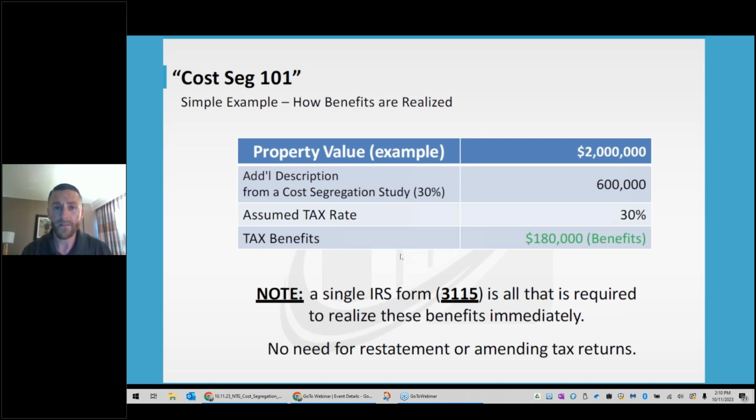That $600,000 is a chunk that we'll be pulling out, so that we'll be allocating it to your 5-year assets, your 7 and your 15. Again, it's going to increase your ability to expense the building up front.